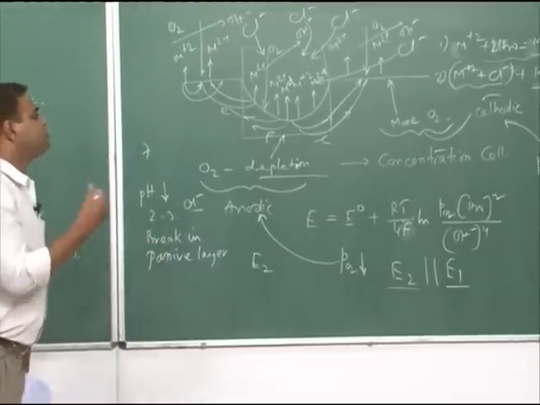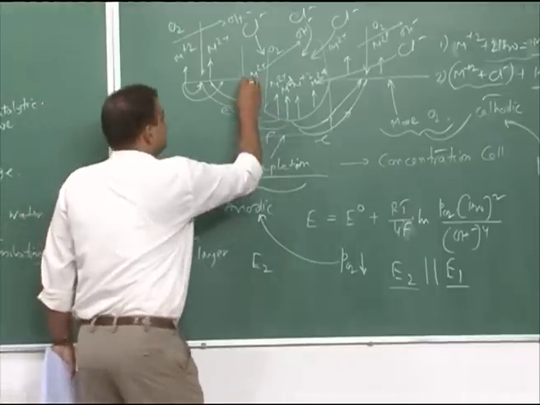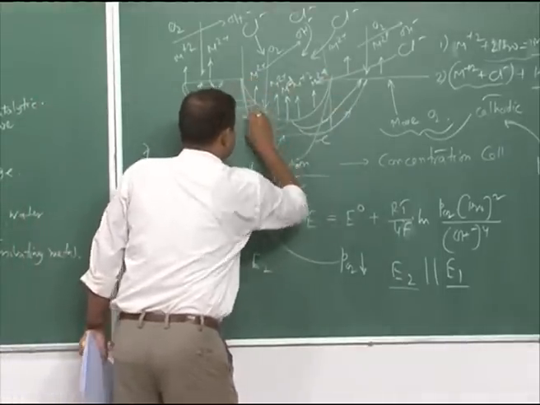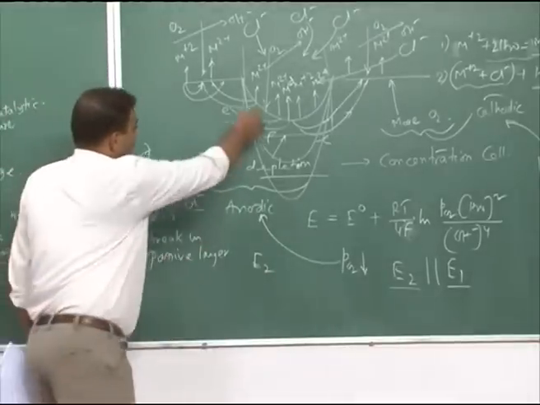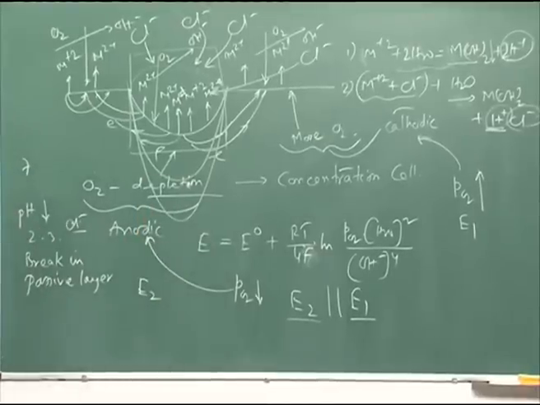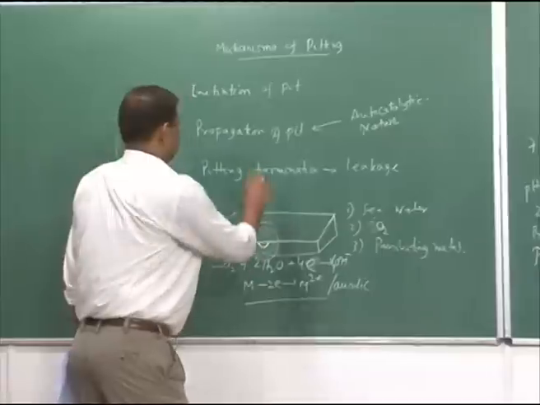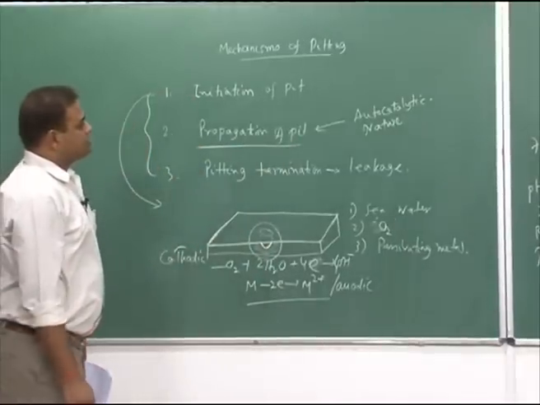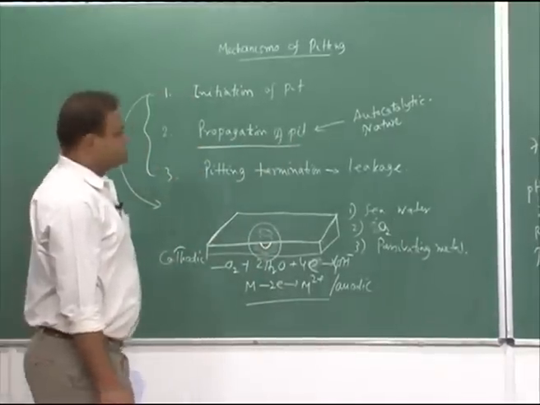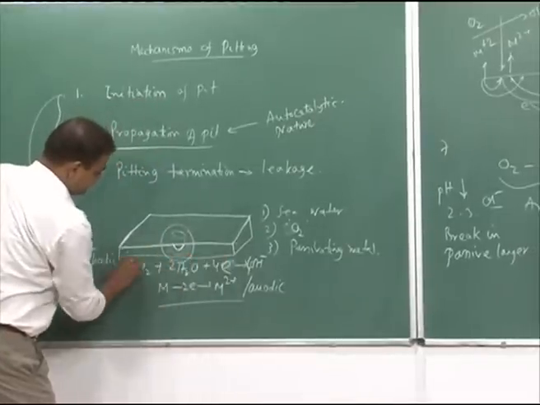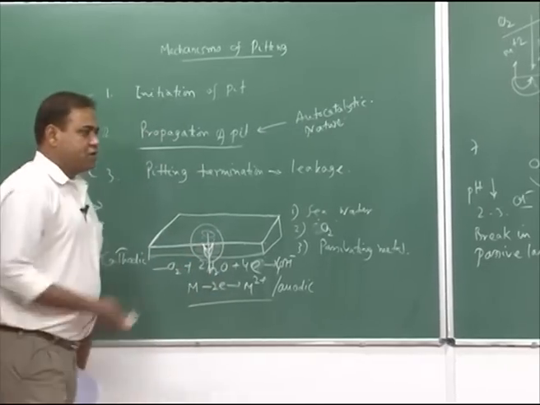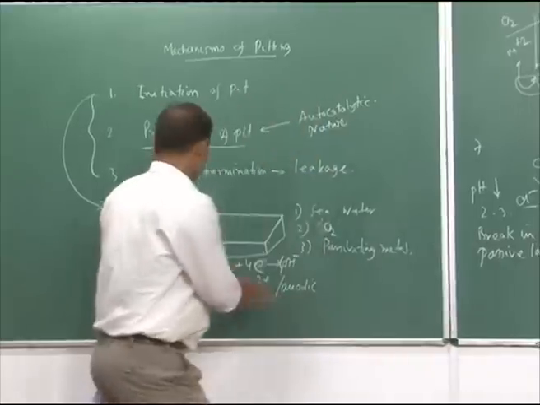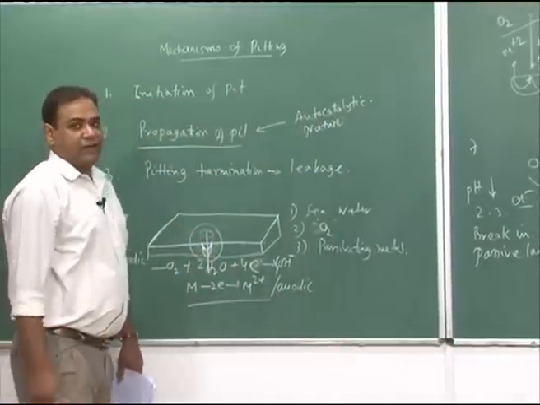So, the passive layer will always be unstable in this zone, and gradually the thing becomes more and more aggravating in nature, and dissolution would go on like this at a very, very fast rate. So, this is the second stage, propagation of the pit, which is autocatalytic in nature. Now, let us say this is my thickness, gradually the pit will grow, and finally there would be a through nature of the pit, and the perforation would happen and the material will fail.